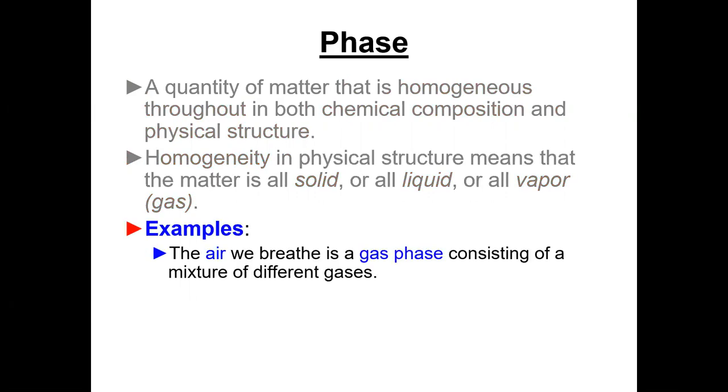And examples would be the air we breathe is a gas phase consisting of a mixture of different gases. But if it's a homogeneous mixture, then it is still all in the gaseous phase, and it would be homogeneous in chemical composition if you have the same ratio with the number of molecules. So the air, even though it's a mixture, can still qualify.